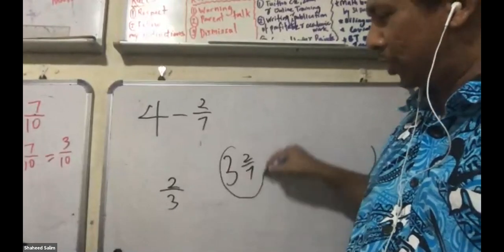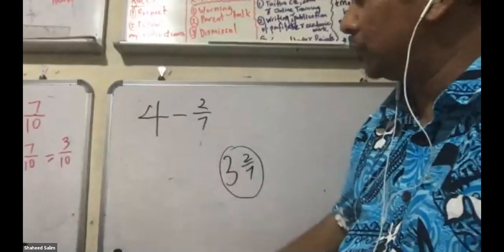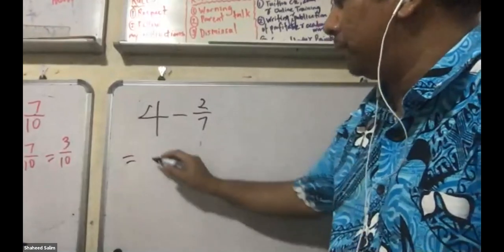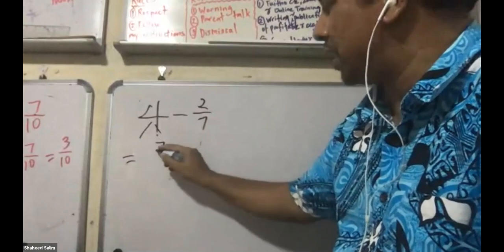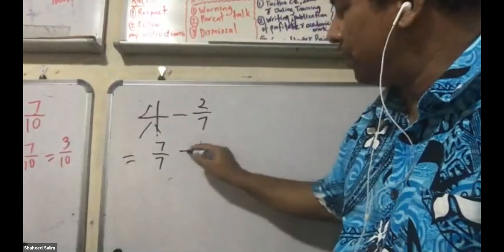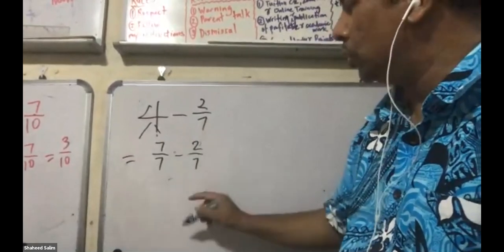Close, but this is still not the answer. Amanda, 3 whole 5 out of 7. Okay, let's do it step by step. Now this one, we need to borrow 1. 1 whole is 7 out of 7. That's 1 whole. 7 out of 7 can minus 2, because 7 is bigger than 2.